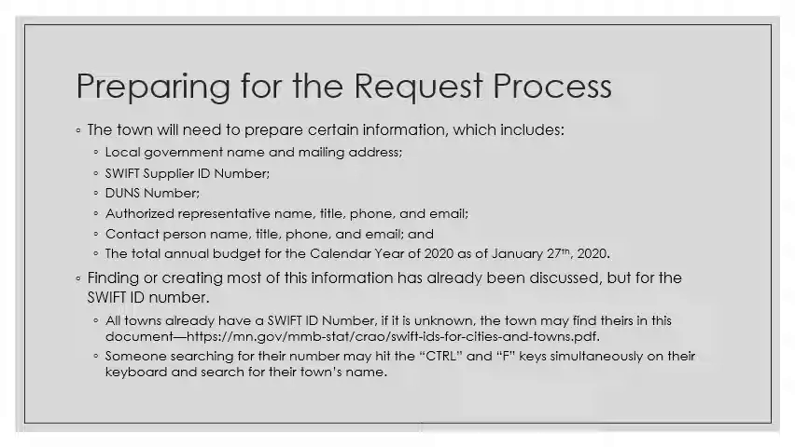We've already discussed finding or creating most of this information. However, we have not discussed finding or creating the town SWIFT ID number. All towns already have a SWIFT ID number. If it's not known, the town can find theirs by following this document from the lower link. Searching in this, there will be nearly 2,000 different NEUs. So if you hit Control and F simultaneously on your keyboard, you can then search your town's name and find your township more quickly than scrolling through the several thousand NEUs.